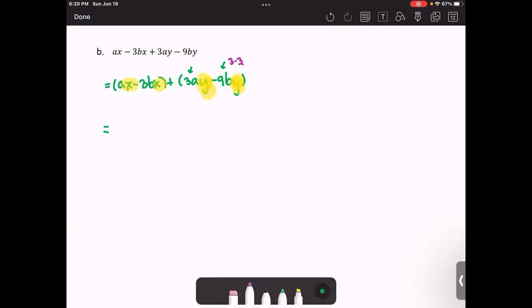So let's work on the first one. We take the greatest common factor out, which is x. The remaining factor of the first term is a, and of the second term is 3b. Similarly for the second one, we have the greatest common factor as the number 3 and the variable y. Now inside the parentheses, we have the remaining factors, a minus 3b. It happens to be the same factor, so the GCF for this step is a minus 3b.